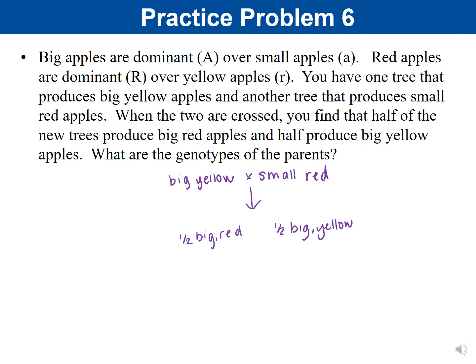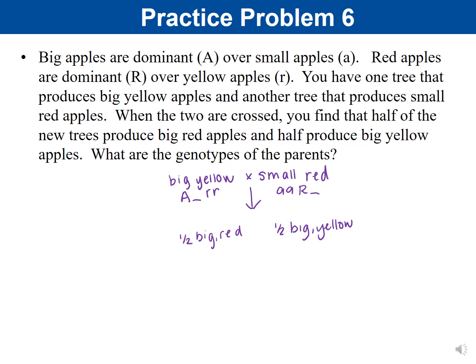So big, I'm going to start with big A something. I'm not going to fill in the second allele yet. Yellow is recessive. Little r, little r. Small is recessive. So little a, little a. Little a, little a. And then red is dominant. So big R something. So we're going to start with that.